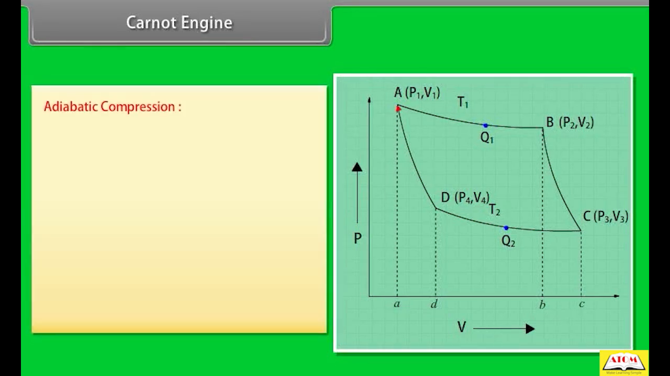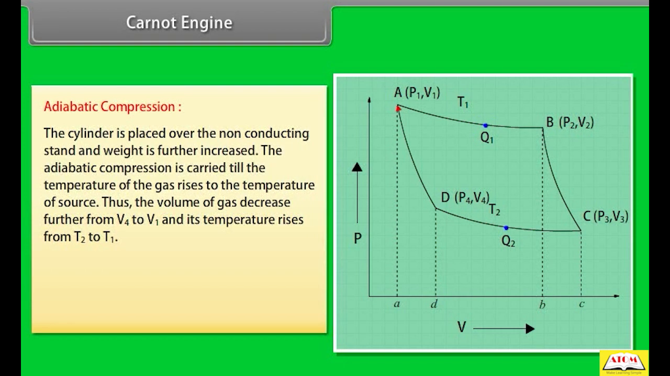Adiabatic compression: the cylinder is placed over the non-conducting stand and weight is further increased. The adiabatic compression is carried on till the temperature of the gas rises to the temperature of the source. Thus, the volume of the gas decreases further from V4 to V1 and its temperature rises from T2 to T1. In a Carnot cycle, efficiency is given by Q1 by Q2 is equal to T1 by T2.